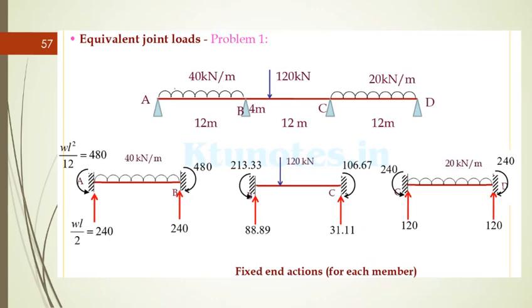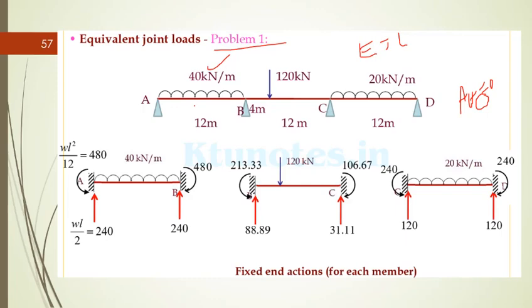Now this will be a bigger problem. You can see the 40 is in AB beam, 120 is in BC and CD. So all the loads are actually not acting at the joint, so there is no actual load; actual load is equal to 0. We can only convert the individual loads to equivalent joint loads.